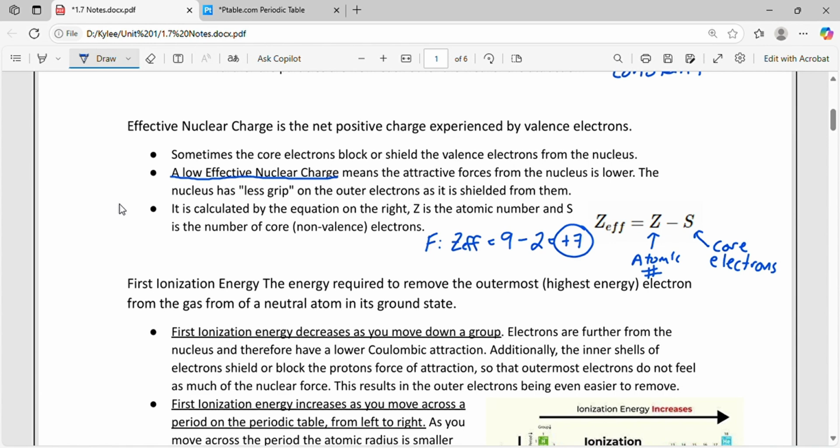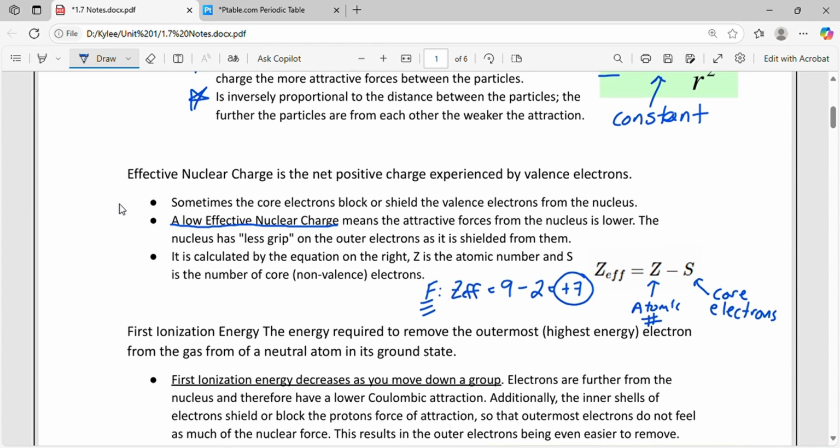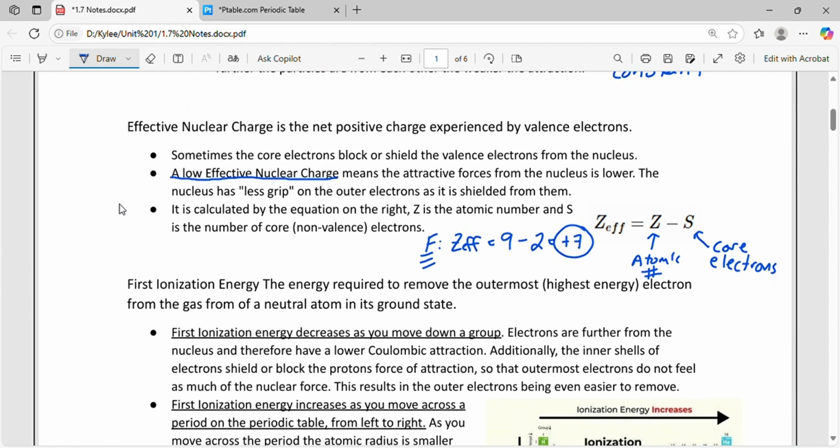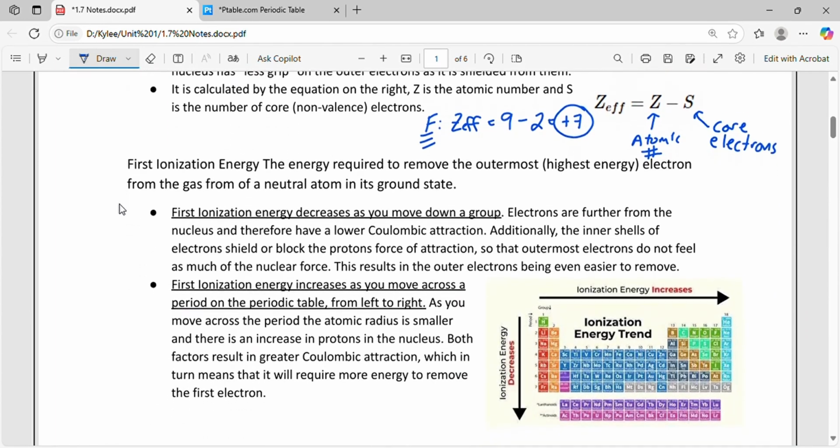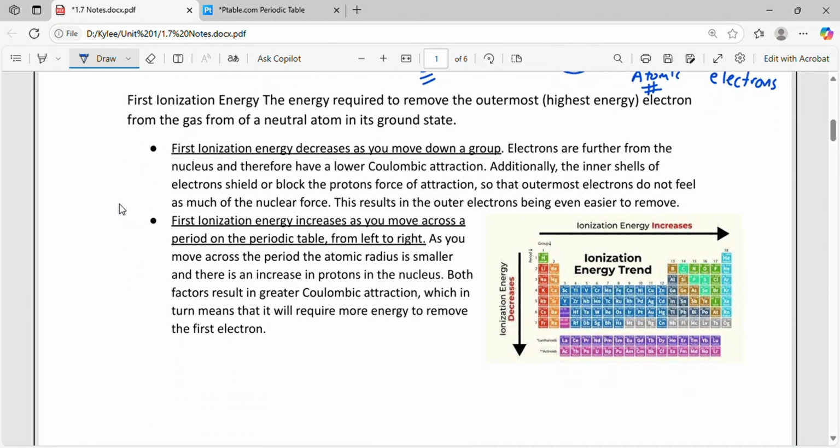So when you have a high number like that, it affects how the element behaves. And fluorine having such a high effective nuclear charge can actually explain a lot about why fluorine behaves the way it does. So let's talk about some of the trends now. We did a little bit of background on Coulomb's law and effective nuclear charge. Now we're going to look at some of these trends that we can get from the periodic table.